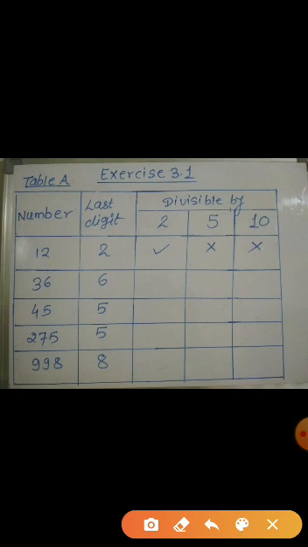In this table, three columns are given to you. The first column is of a number, the second column is of a last digit, and in the third column you have to check the divisibility by 2, 5 or 10. For your reference, the first example has been solved.